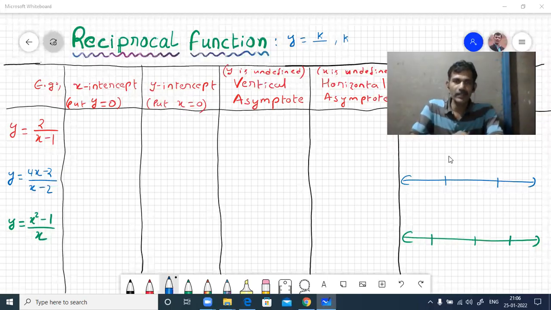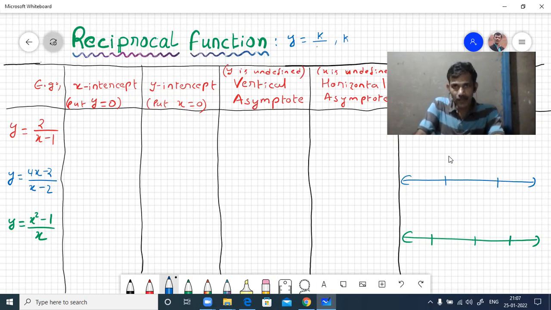Namaste. Today we'll discuss the reciprocal function. A reciprocal function will be in the form of y equal to k upon x, where k is some real number. The graph formed by the reciprocal function will be in the form of a hyperbola, a rectangular hyperbola.